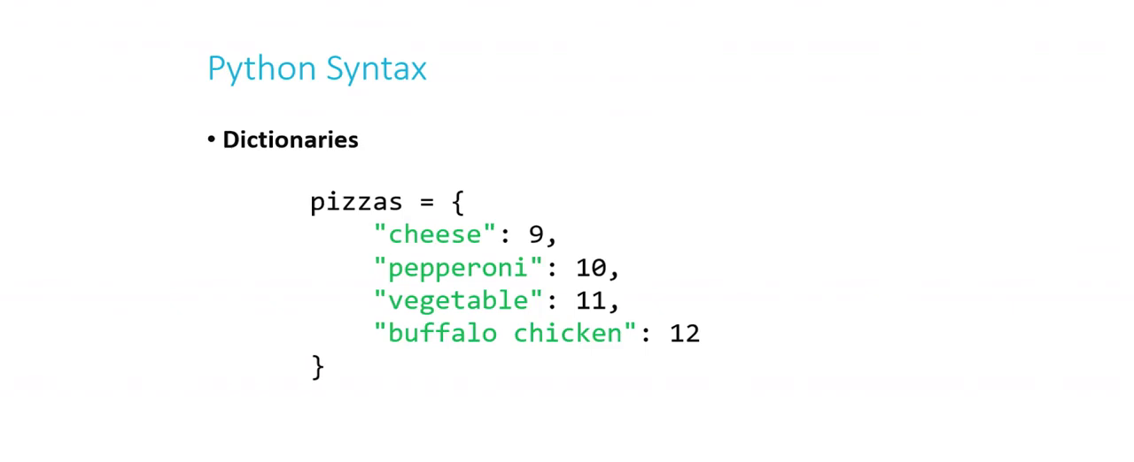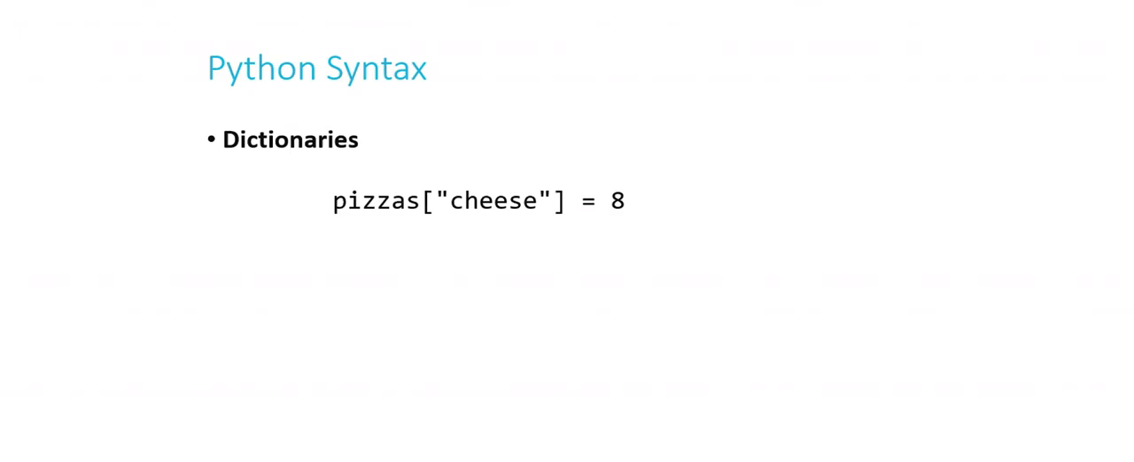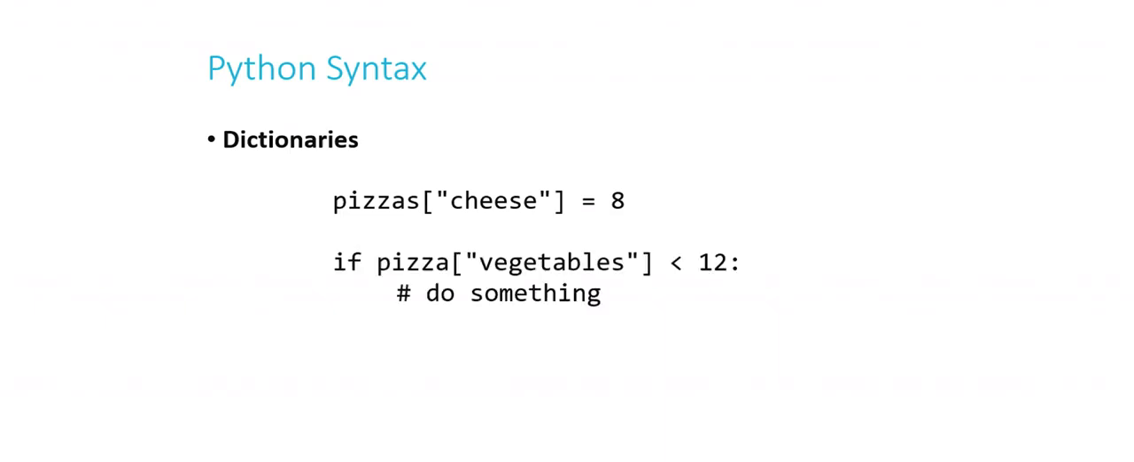Now, how might we want to work with this? These, again, are our keys. We use a colon to separate the key value pair. And those are our values here in green. I can change the value of different key value pairs in the dictionary as well. So I could say pizzas, square bracket, cheese equals 8. And now the key cheese is not associated with 9. It's associated with 8.